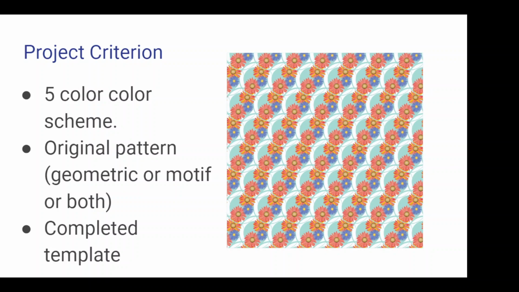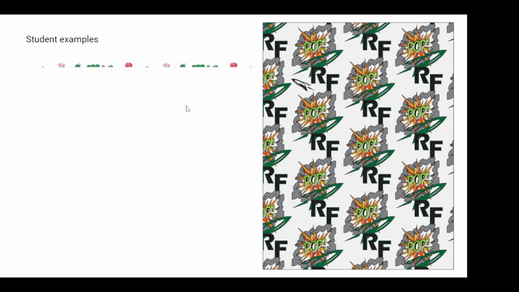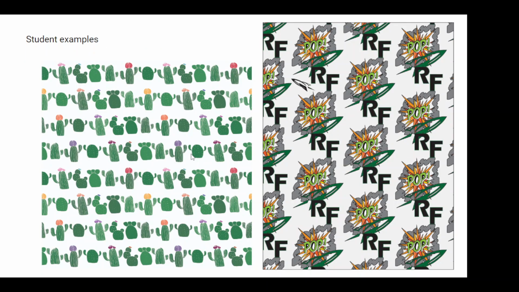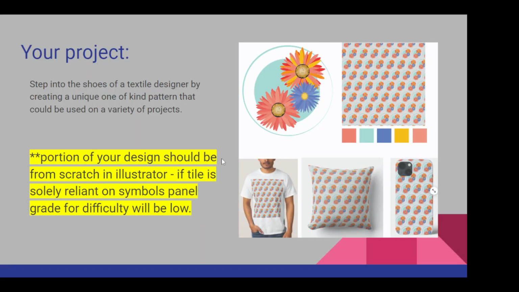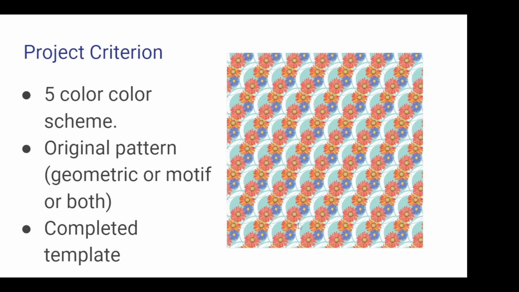So 5 color scheme. It must be an original pattern. Again, it can be geometric or motif or both, which mine technically is both. There's geometric shapes and motif. And you must use that completed template form. So you're going to be starting from scratch to do this layout design, but it should be in this format. It should look like this when you are done, even though you're going to start from a flat document.